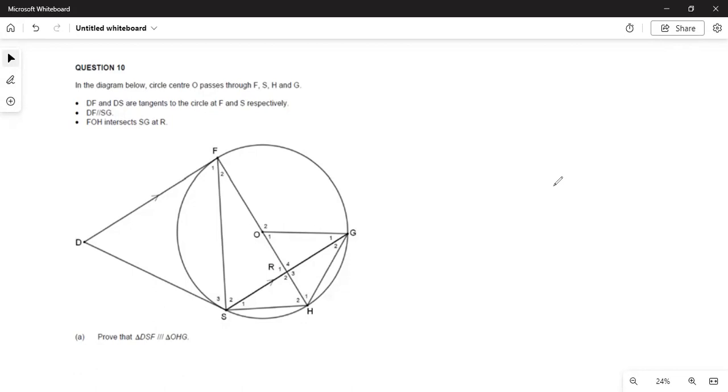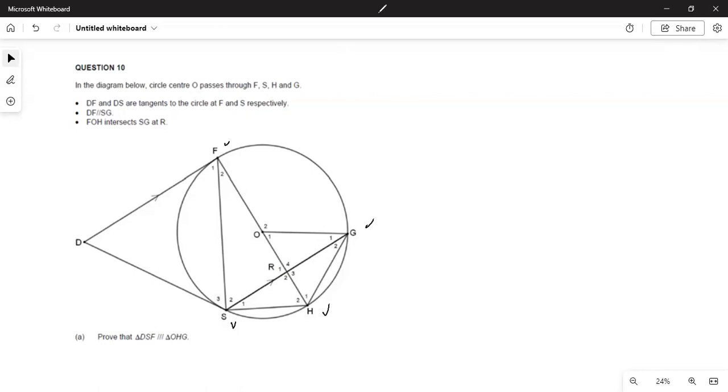Question 10 reads: in the diagram below, circle center O passes through F, S, H, and G. So we have F, S, H, and G. They tell us that DF and DS are tangent to the circle at F and S respectively. DF is parallel to SG, and FOH intersects SG at R. They want us to prove that the triangle DSF is similar to the triangle OGH.